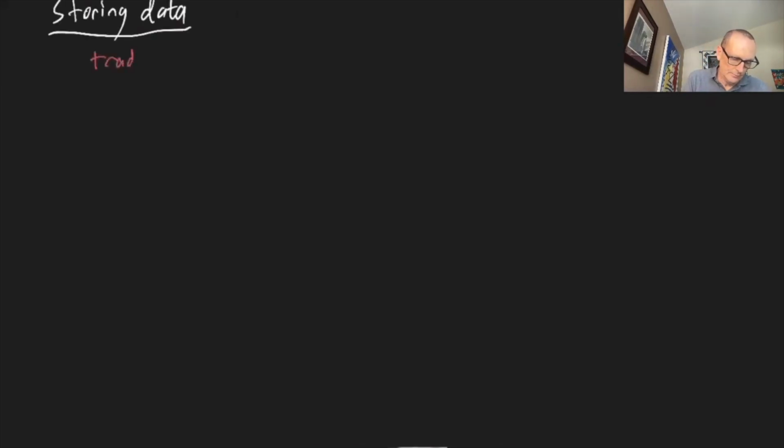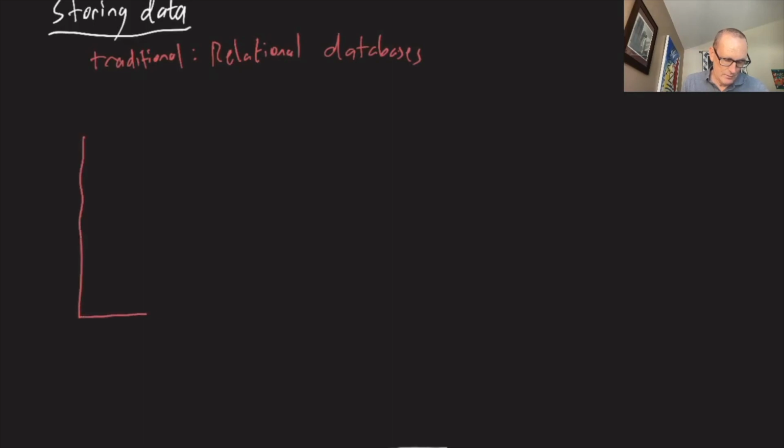So let's talk now about storing data. Traditionally, people use relational databases. Let's talk a little bit about what a relational database looks like. The idea of a relational database is we have tables with fixed columns, where each row is a piece of data.